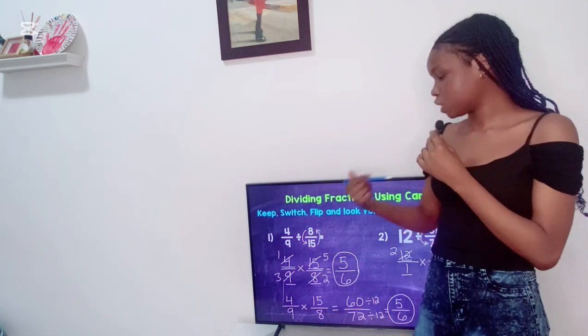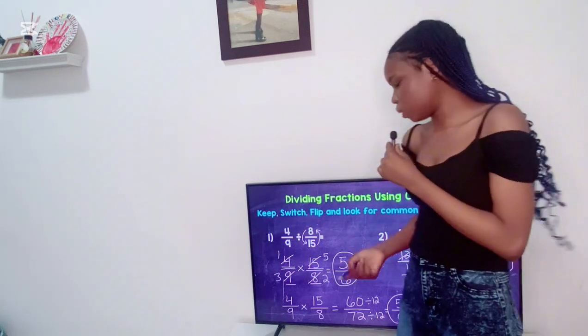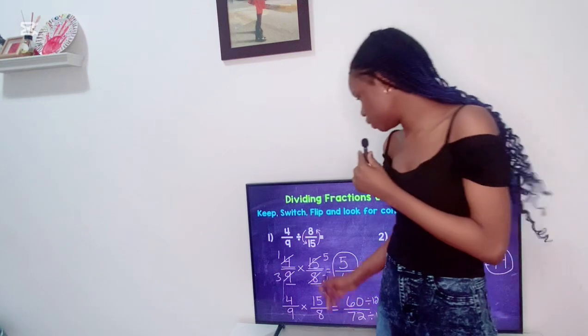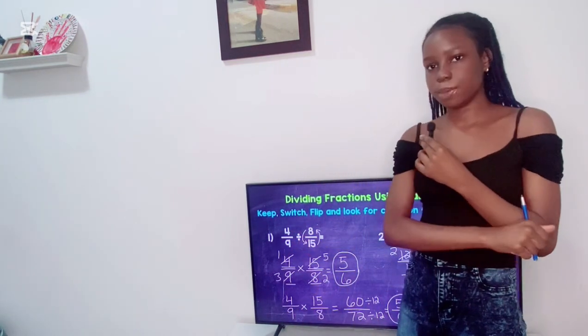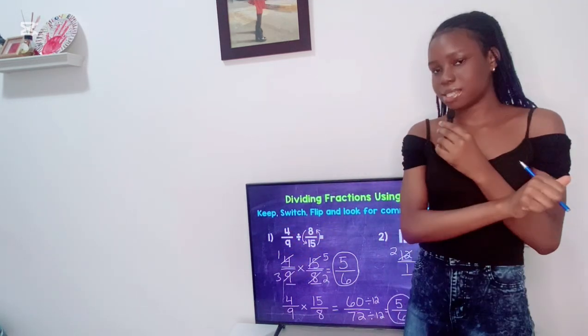let's first ask ourselves, what does keep mean? What do we mean by keep? Well, the word keep means let it stay there, so that 4 over 9, we're going to keep it like that. Basically, the first fraction, we are going to keep it the same.